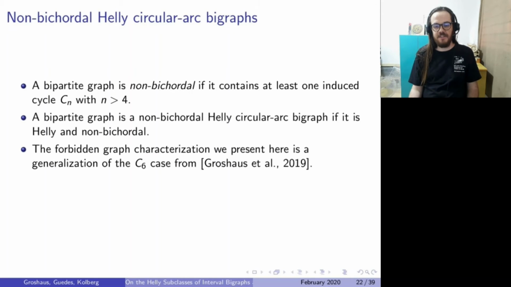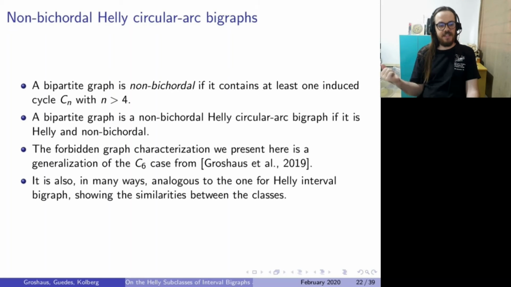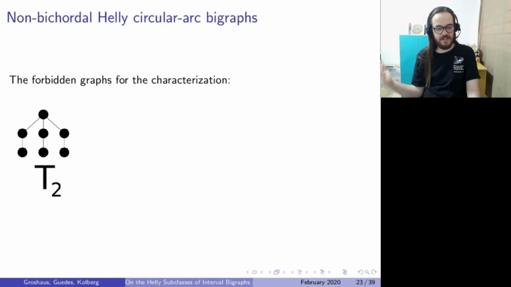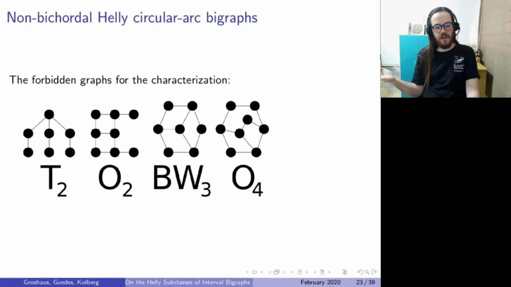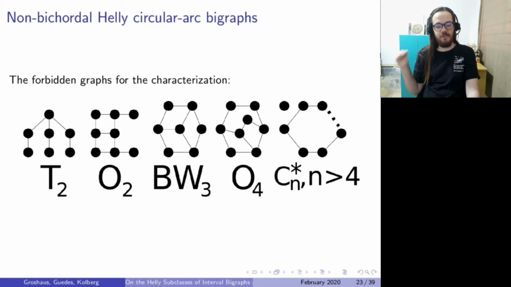So our characterization of non-bichordal Helly circular arc bigraphs is basically a generalization of the C6 case from 2019. Also, as we'll see, it is analogous to our characterization of Helly interval bigraphs in many ways. The forbidden graphs we use are the T2, the O2, the BW3, the O4, and every even cycle of length greater than 4, plus an isolated vertex.